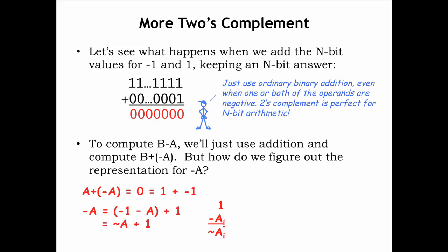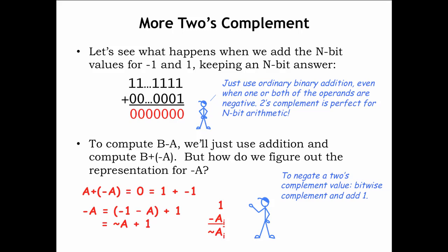If a particular bit a sub i is 0, then 1 minus a sub i is 1. And if a sub i is 1, then 1 minus a sub i is 0. So in each column, the result is the bitwise complement of a sub i, which we'll write using the C language bitwise complement operator, tilde. So we see that negative a equals the bitwise complement of a plus 1. Ta-da! To practice your skill with 2's complement, try your hand at the following exercises. All you need to remember is how to do binary addition and 2's complement negation, which is bitwise complement and add 1.